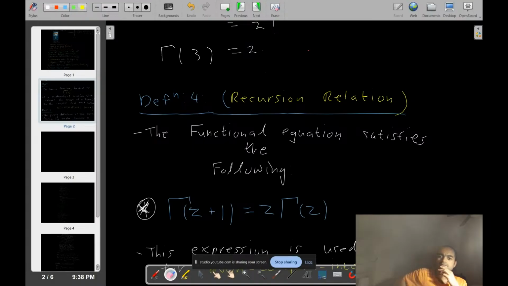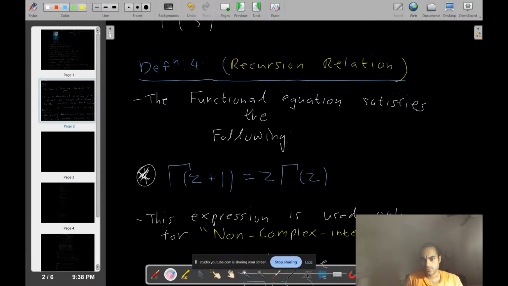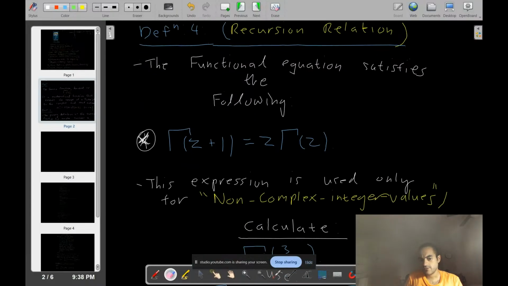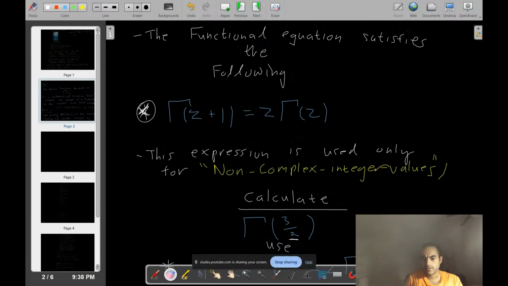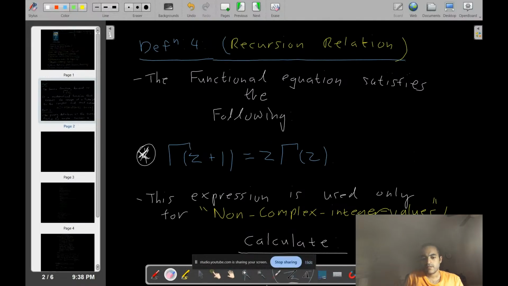Hopefully that's making sense for people. Then we've got definition 4, the recursion relation. This is a functional equation that satisfies the following: gamma of z plus 1, in parentheses, is equal to z gamma of z. Now, this expression is used only in certain cases when you have non-complex, non-integer values.